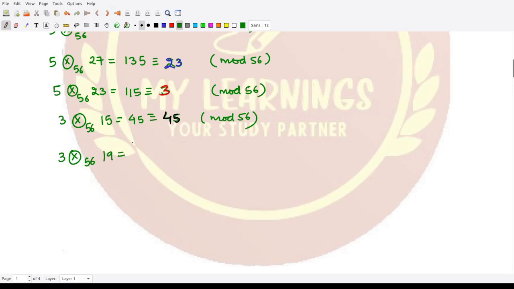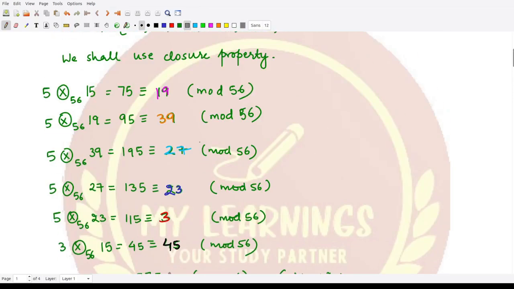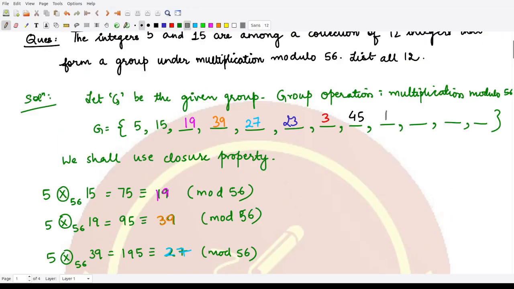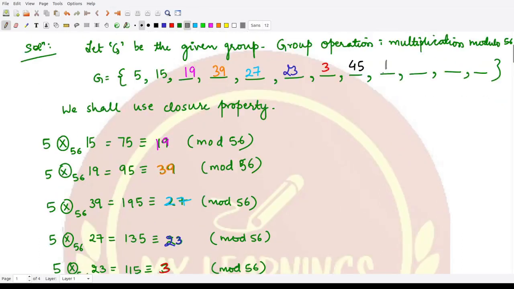So 3 into 19 is 57, and it is equivalent to 1 when you compute it under mod 56, because 1 is the remainder here. So obviously this is the identity element of the group, 1. So you can substitute it here. So here you have 1. So this 1 is also present here, correct? And when you take its multiplication with any number, it would be just 1. So we are done with this 19.